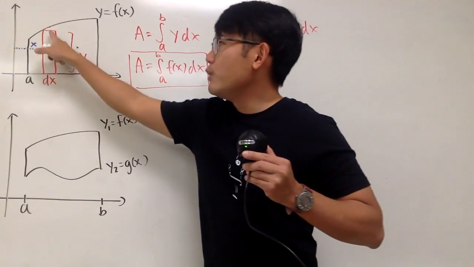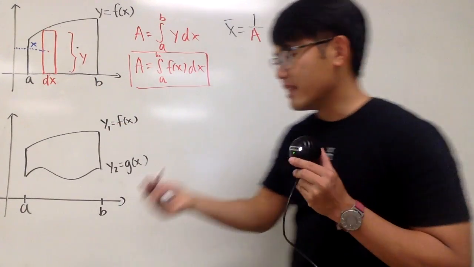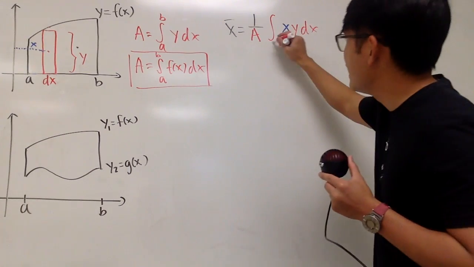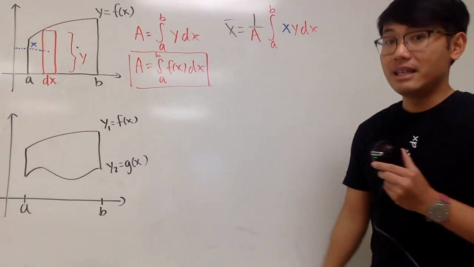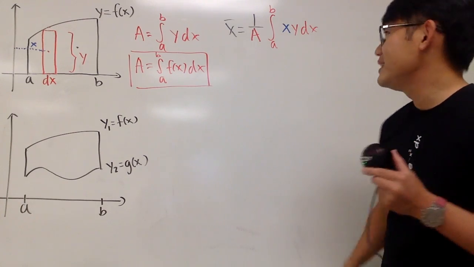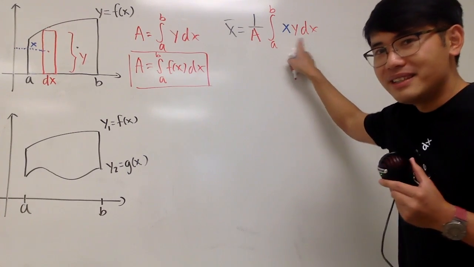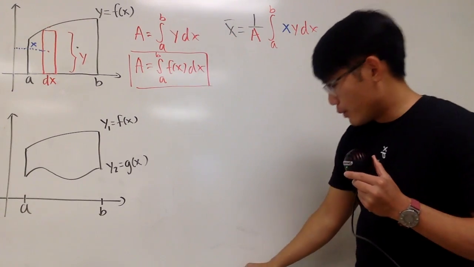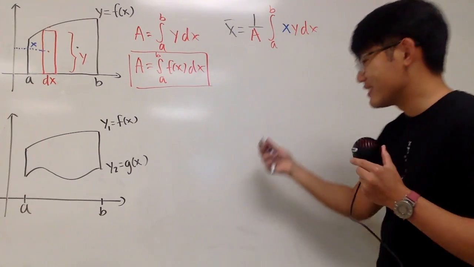But this is only one rectangle. We have to add them up again. So that's the integration part, going from A to B. That's pretty much it. And now the idea is that, again, y is not invited in the x world. It's okay, just bring that in. So I will write this down right here for you guys.